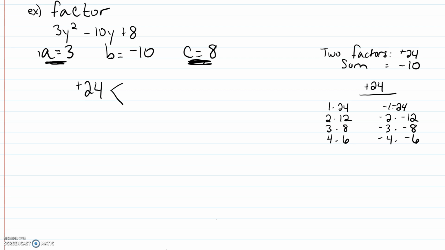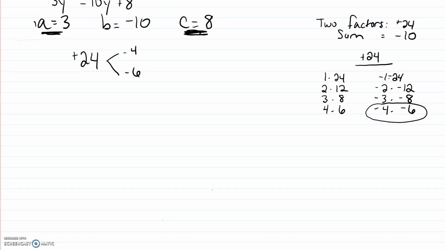Okay. From those lists of factors, take each set and add or subtract depending on their sign. We want to find the set whose sum is negative 10, and that's going to be this negative 4, negative 6. Added together give you a negative 10, multiplied together give you a positive 24. So those are the constants you're going to use to finish this problem. Once you find those constants, we're ready to set up our answer.